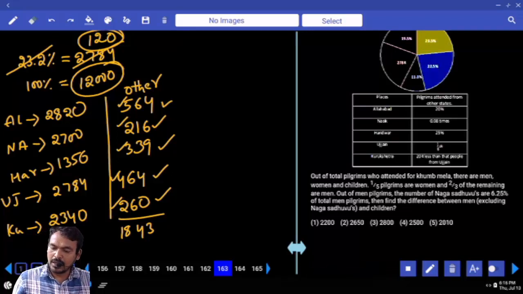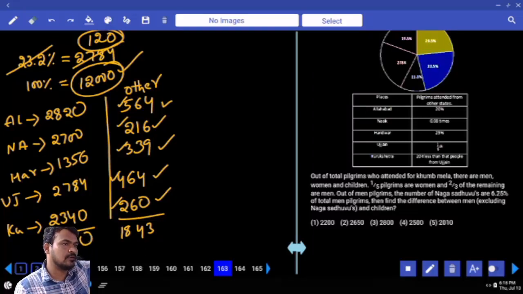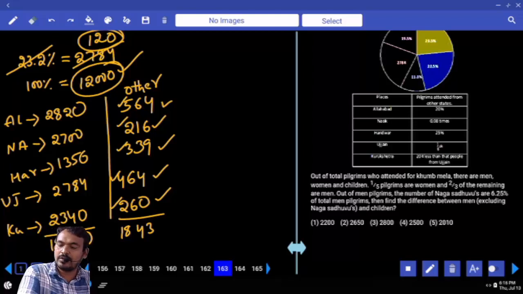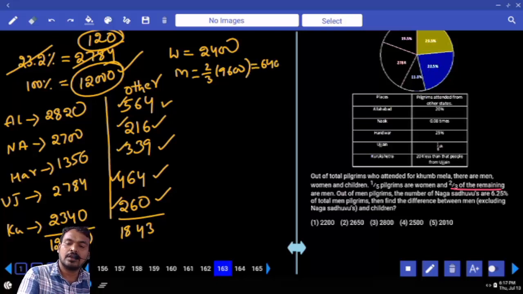First, out of the total pilgrims attended for Kumbh Mela, what is the total pilgrims attended for Kumbh Mela? Already we know 12,000. What is the total pilgrims? 12,000. In that 1/5 are which one? Women. Means what is the 1/5 of 12,000? 2,400. What are the remaining members? 12,000 minus 2,400. 9,600. In that 2/3 are which one? Men. What is the men value? 2/3 of 9,600. That will be 6,400. Women are 2,400, men are 6,400.